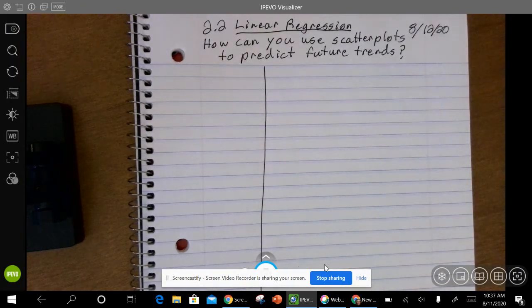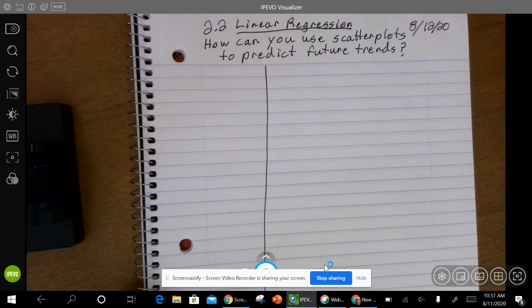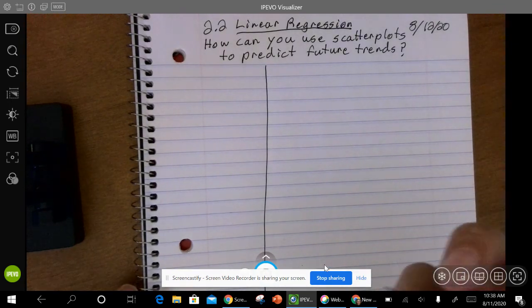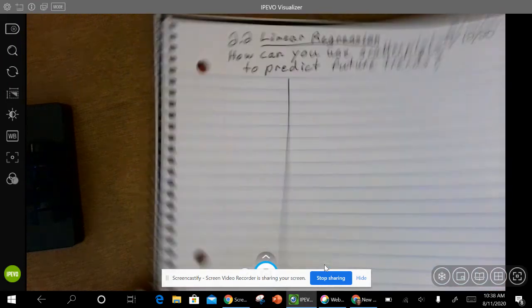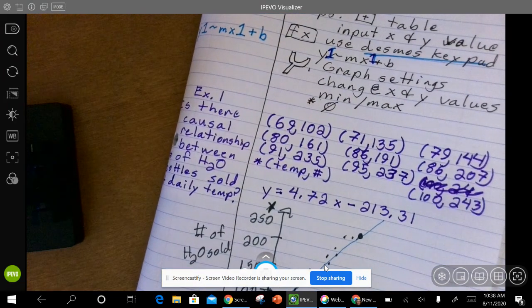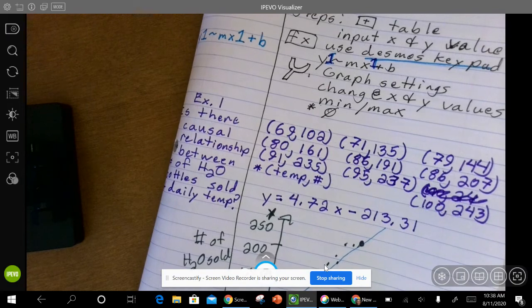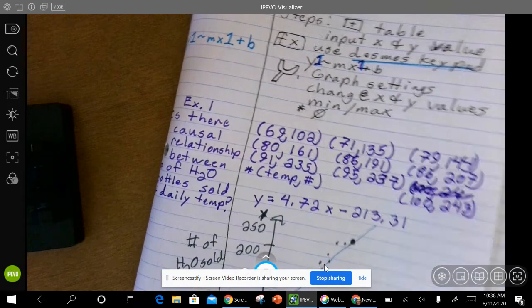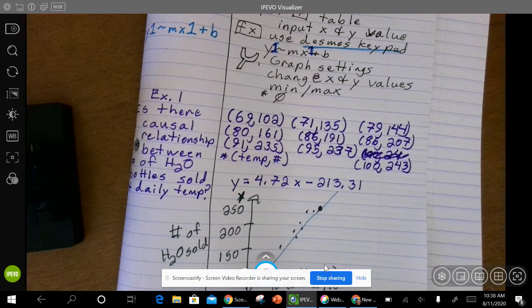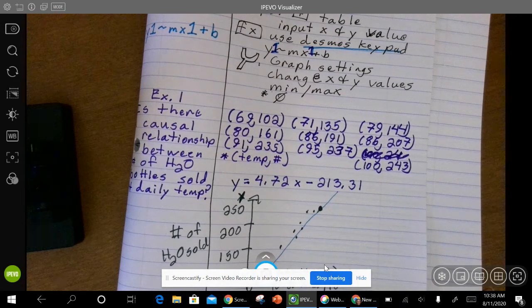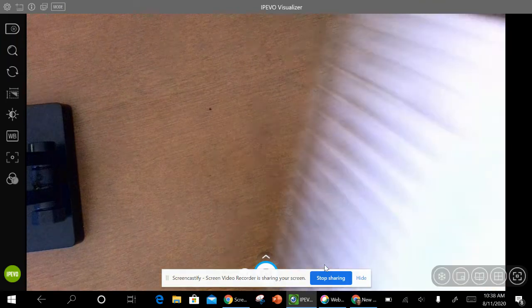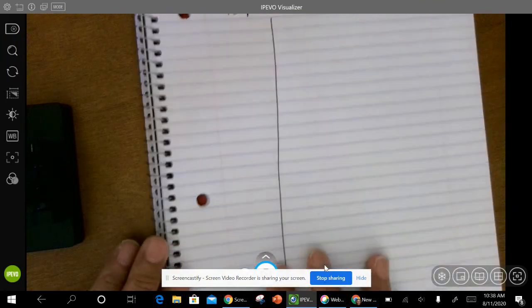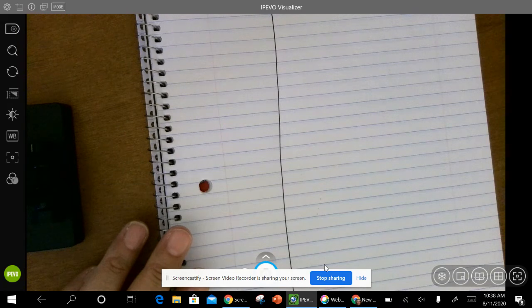So I just want to let you know, we're going to use the data that we used last time. This is the data that we wrote down, everybody. This is the data for Sophia's running a concession stand selling water bottles. She keeps track of each day's high temperature and the number of water bottles sold. So that is the data that we are going to use.